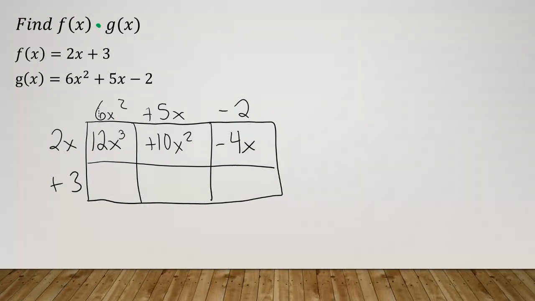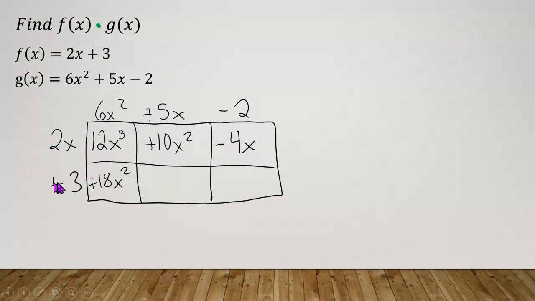And 3 times 6x squared is going to be a positive 18x squared. Notice this one has no x's, this one has 2, that's why we have an x squared, where here it's x, no x, so that way that one only has 1. All right, and then we're going to fill in this one.